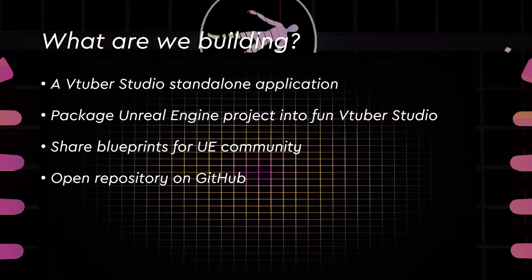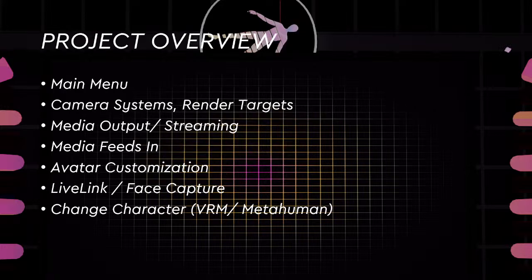But we're also going to share a lot of useful blueprints on Pastebin for our Unreal Engine community, as well as allowing this open repository to be hosted on GitHub and shared to our community as well. So a bit of project overview. We're mainly going to be looking into developing the main menu, and also we've broken down what it takes to create a Vtuber studio basically.